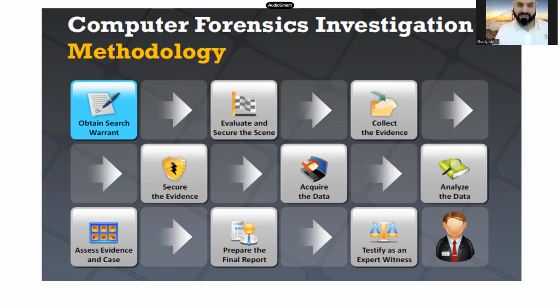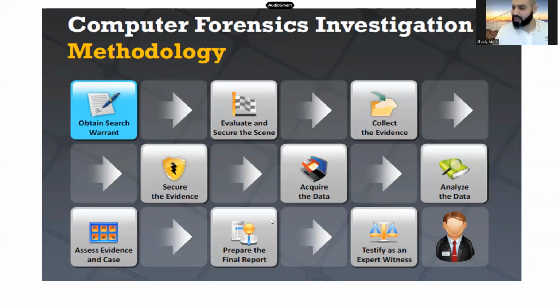Okay, so guys, we have, alhamdulillah, plenty of time today to cover the lecture, so this is good. Right now, guys, I mentioned that you need to acquire the data. This is specifically when it comes to a bit image of the hard drive, and then analyze the data. You start to analyze the data and evidence from the image that you have taken. You don't touch the original evidence at all, okay? And assess the evidence and case, and then prepare the final report.